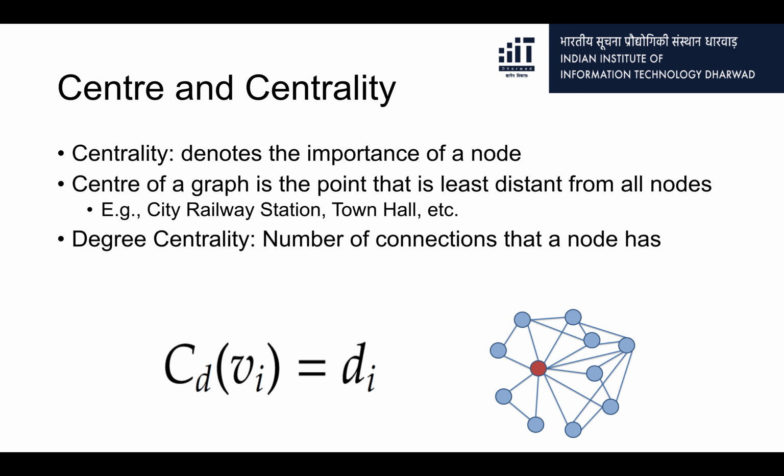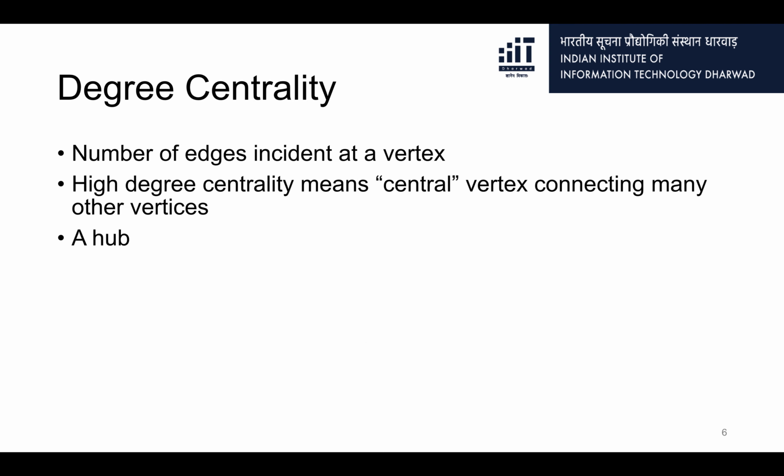So, the degree centrality of vertex Vi is nothing but the number of edges that are incident at that node. A central node will have more edges incident, that is the idea of degree centrality, but that in itself is not very meaningful or may not be the real center of a graph. So, a number of edges incident at the vertex. High degree centrality means it is more central, right, it is a sort of a hub.